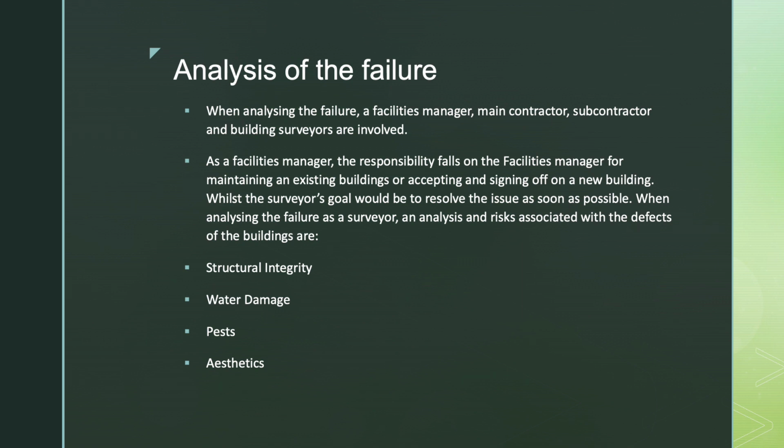When analyzing the failure as a surveyor, an analysis and risk association with the defects of the building has to be compiled. Cracks on the walls can indicate various types of damage and potential risks to the structure of a building. Here are some of the analysis and risks associated with the cracks on the wall found on the building. Structural integrity. The presence of cracks on the wall indicates that there's a problem with the structural integrity of the building.